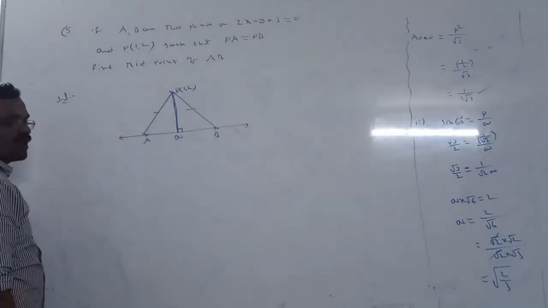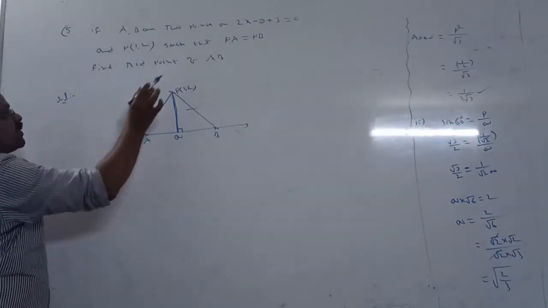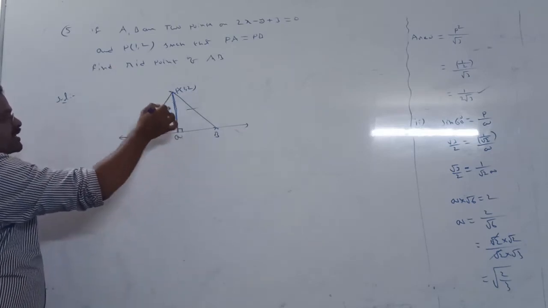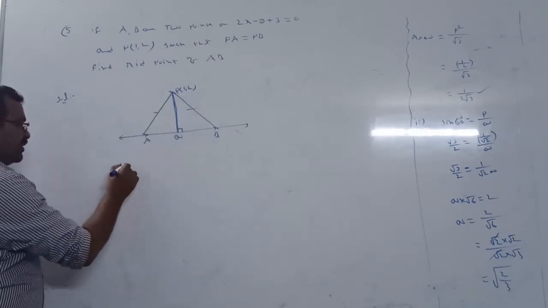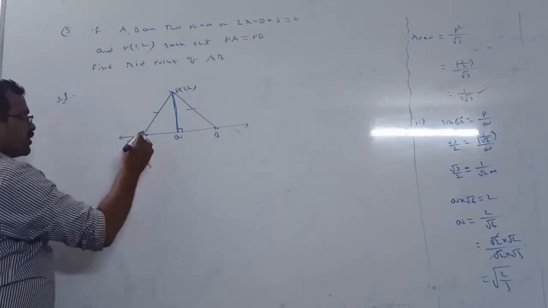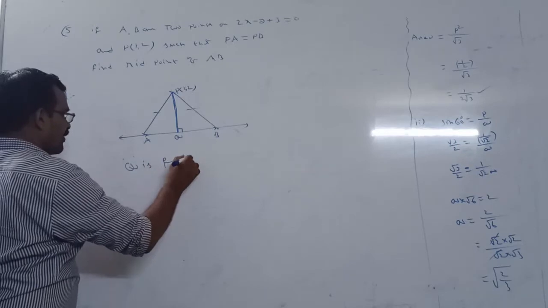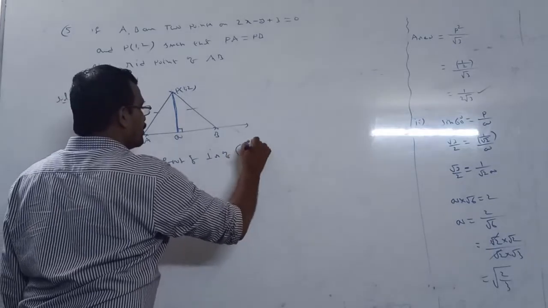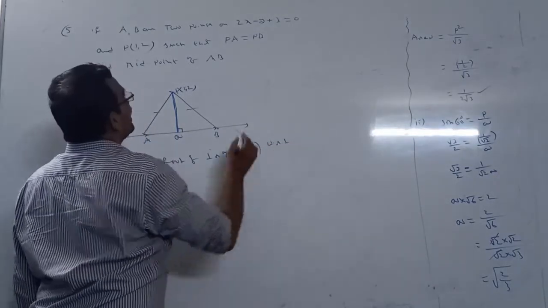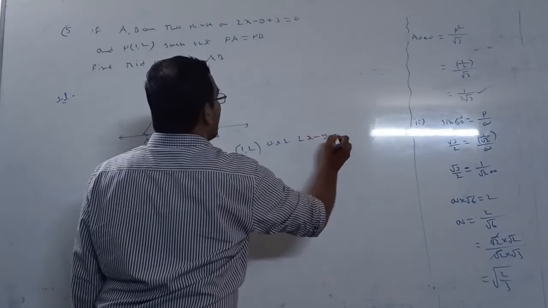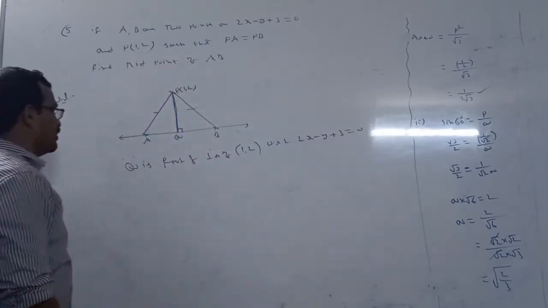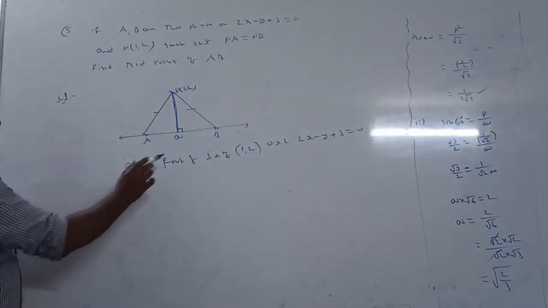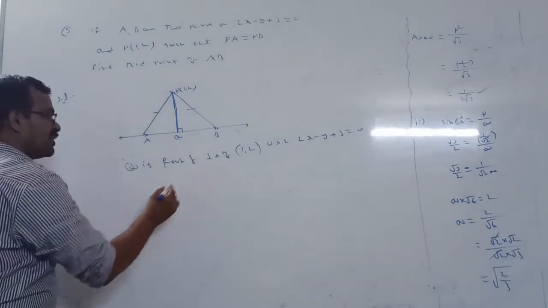But Q is nothing but the foot of the perpendicular from (1, 2). That is the statement: find the midpoint of AB. Here Q is the midpoint. How to know? Here PQ is the median, so Q is the midpoint. Q is the foot of the perpendicular from (1, 2) with respect to the given line 2x minus y plus 3 equal to 0. So I find the foot of the perpendicular.